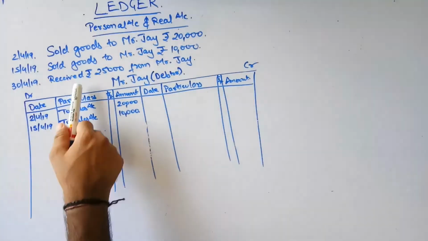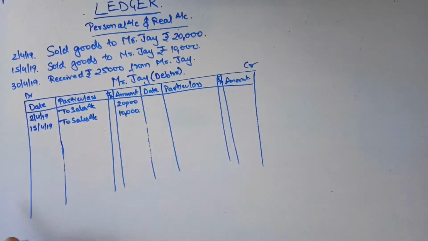Next, received 25,000 from Mr. Jay. Now tell me, received 25,000 from Mr. Jay. So what is happening? Cash is coming in, and from whom are we receiving? From Mr. Jay. So cash is coming in, debit what comes in, credit what goes out for real account, and Mr. Jay is the personal account, debit the receiver, credit the giver. Who is the giver? Jay.